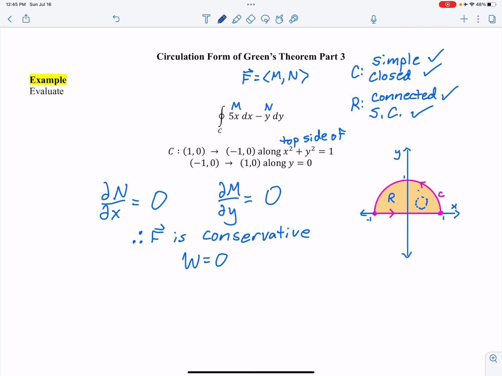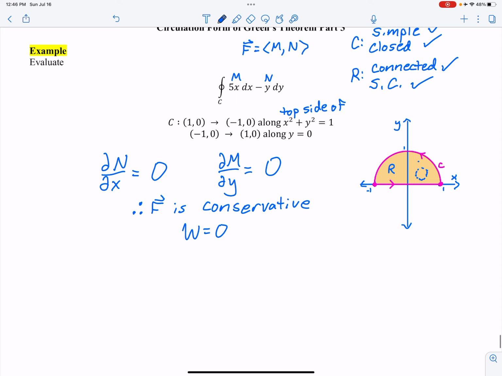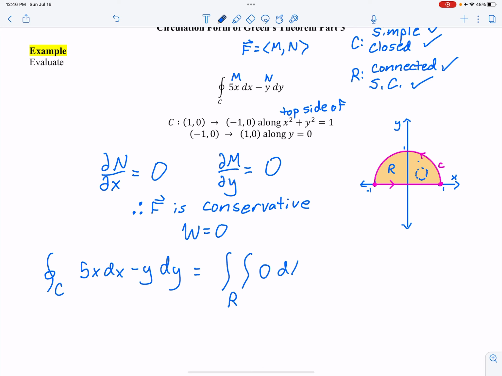The line integral was representing work. But if it's conservative and it's closed, it gets me path independence. Now, I want to show you how this works out in the theorem, in case you were like, oh, I'm just going to keep working. It still works out for us. Okay, minus y dy. This is the same thing as the double integral over region R of 0 dA. I don't even need to switch that. We can see that that is 0.